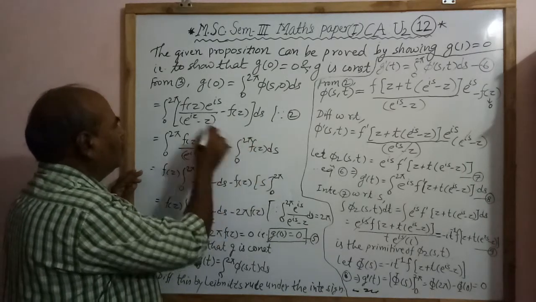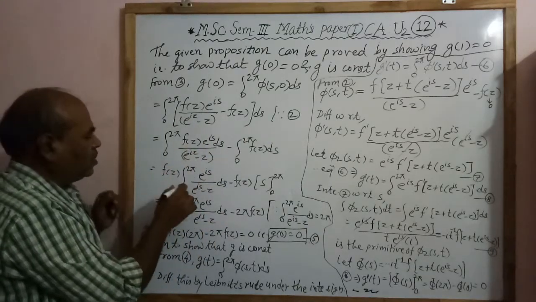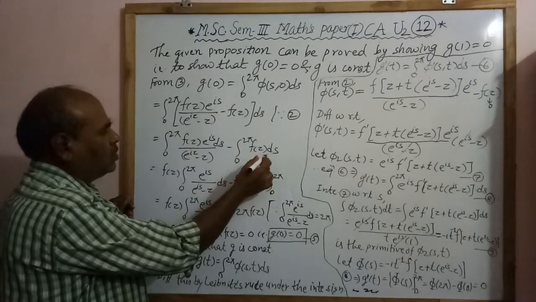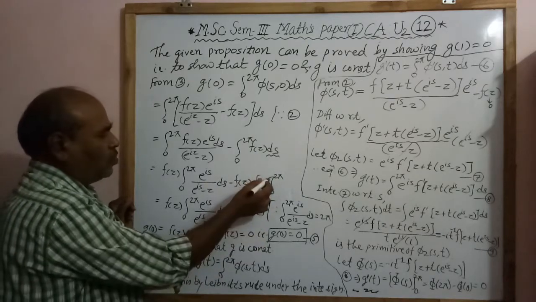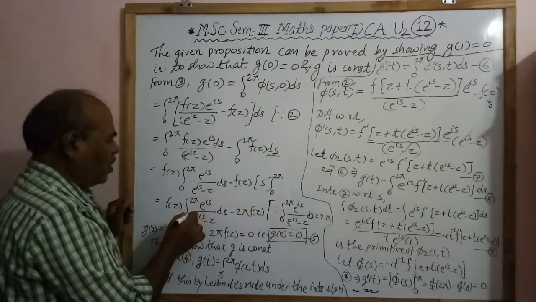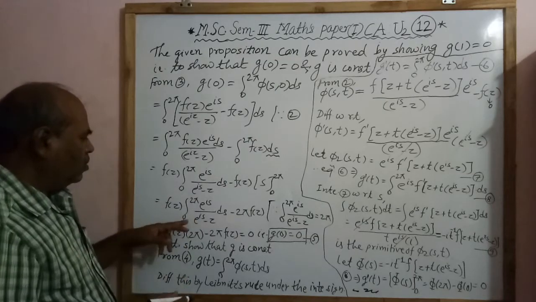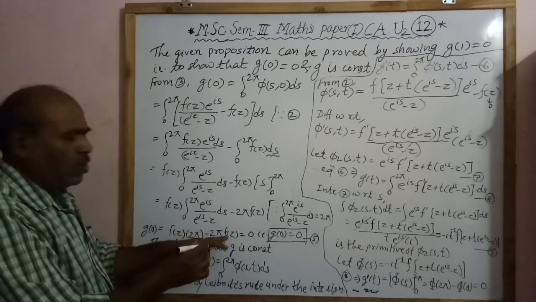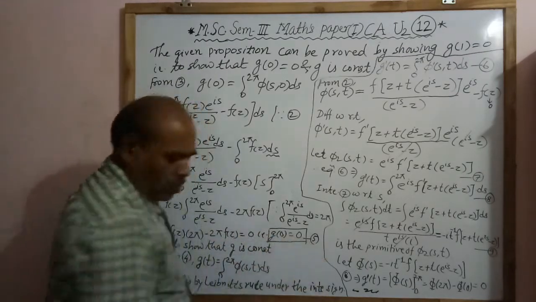We separate these two integrations. F of z is taken outside the integration sign. Here also f of z is taken outside. We take the integration of ds, that is s, with limits from 0 to twice pi. Upper limit twice pi, lower limit 0. 2 pi minus 0, we have twice pi into f of z. Then the value of this integration is twice pi. Therefore g of 0 equals f of z into twice pi minus twice pi into f of z. We get the value 0. Therefore we obtain g of 0 equal to 0, equation number 5.